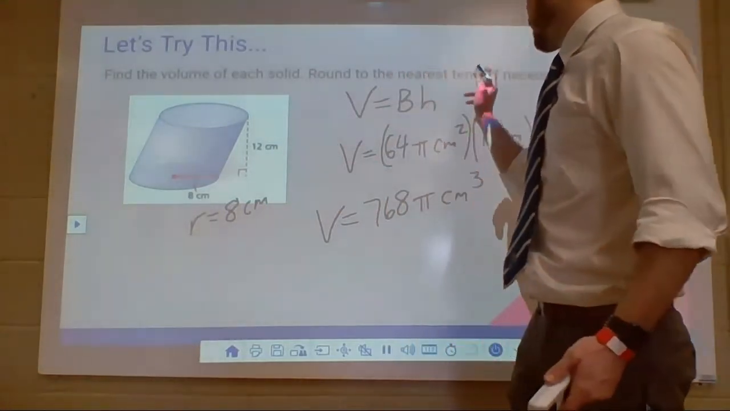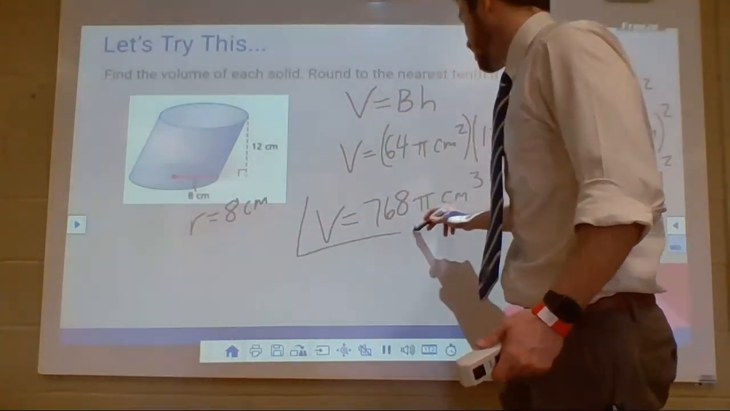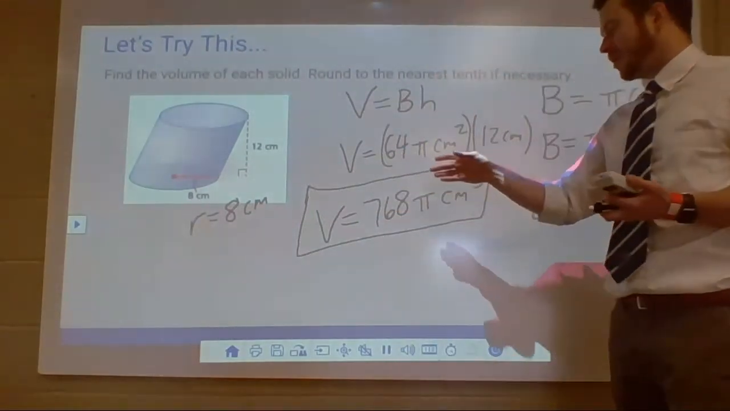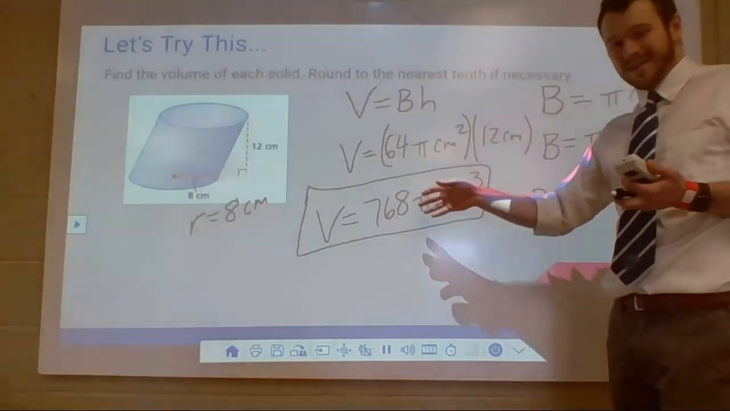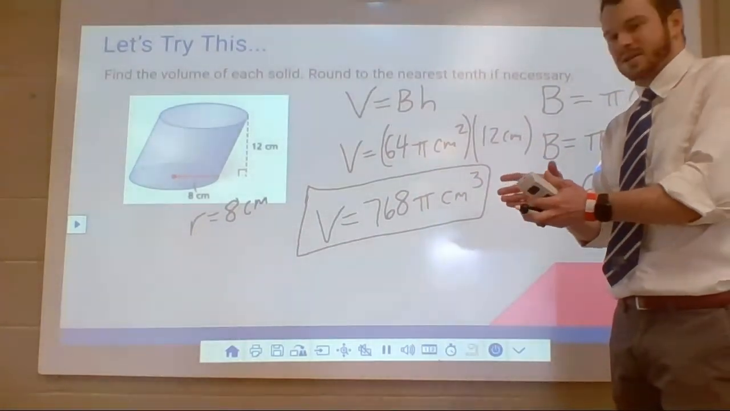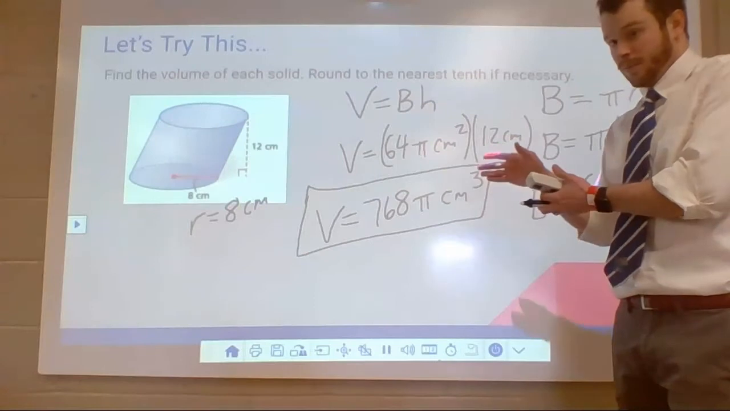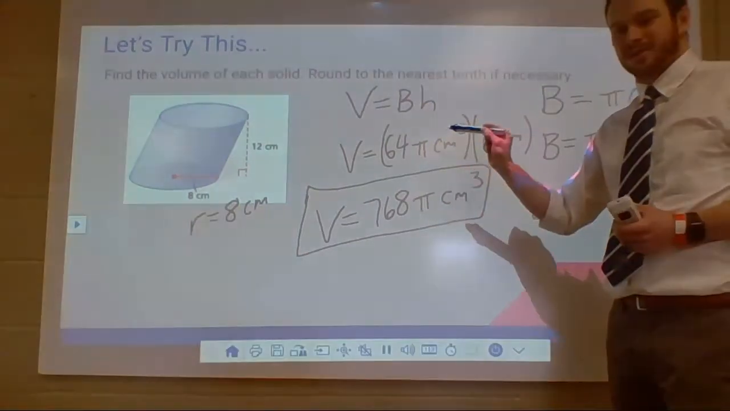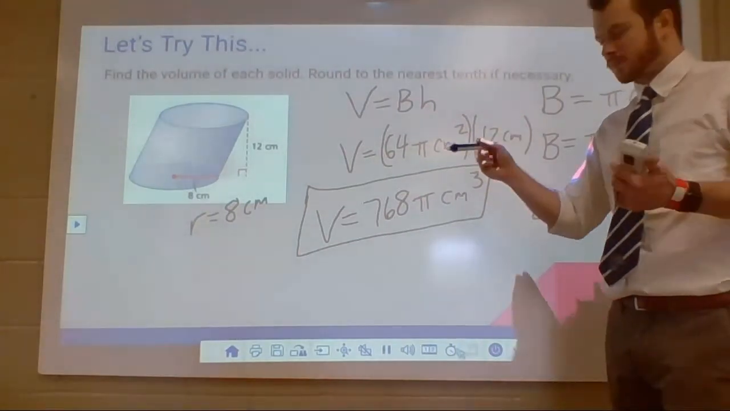Now this says to round to the nearest tenth if necessary. I'll show you how to do that in just a second. But I like to leave pi in the answer because that's as precise as it can be. Remember, pi is this kind of crazy number that never repeats. It's just a decimal that goes on forever. So if we just leave pi in the answer, that's actually as precise as it can be.